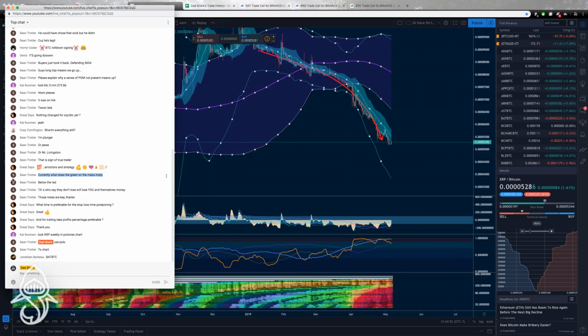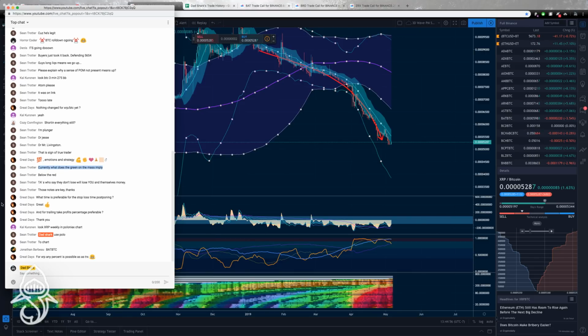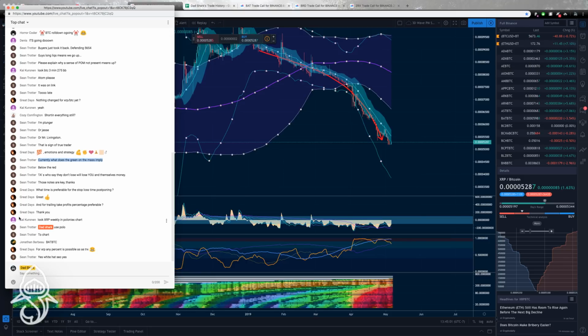Currently, what does the green on the mass imply? Compression. Right? There's a state of expansion, there's a state of compression. If something's really thin, it turns green or blue. If something turns red, it means it's wide. That's it.